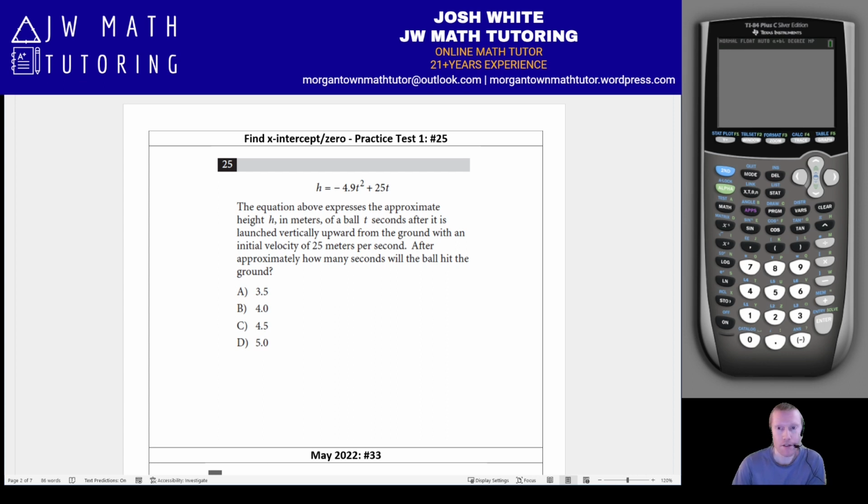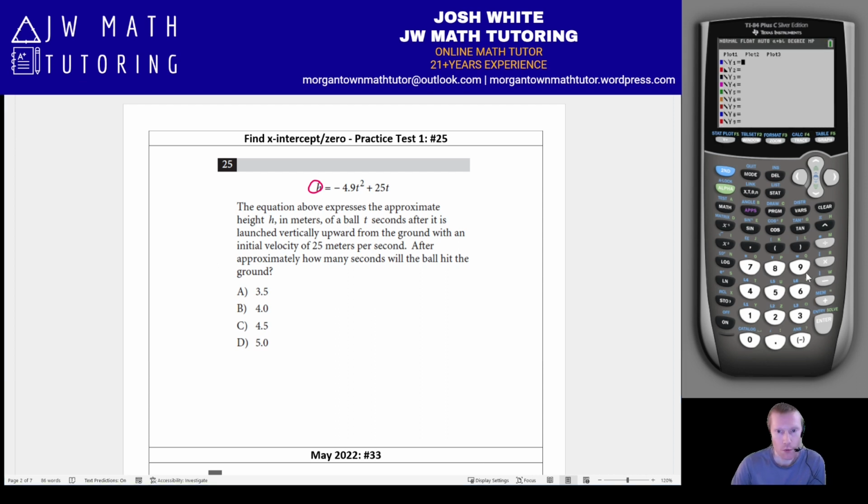This first one is from practice test number 1, of the 10 tests that the College Board has released, although technically it's now 8 because they pulled practice tests 2 and 4. It's problem number 25, and you're basically asked to find after how many seconds a ball will hit the ground. Here, you do have to know that when the ball hits the ground, its height is 0. So now what we're going to do is graph this function and then find the x-intercepts, or the zeros, of it, and one of those is going to be our answer.